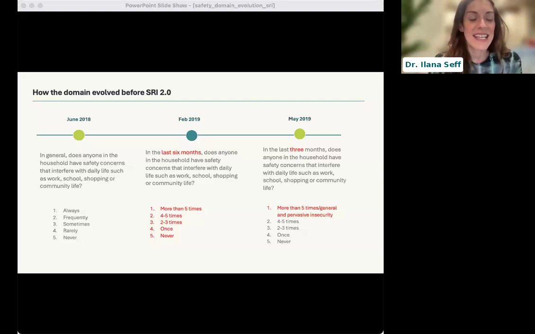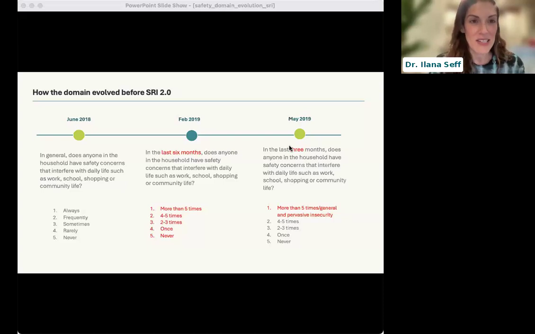Then we tried a new approach, which shortened the reference period from 6 months to 3 months, to be in line with the reference period for a lot of other questions. So any question in the SRI that asks about a period of time is looking at the past 3 months. And we also expanded the first option to be more than 5 times, and also a general and pervasive feeling of insecurity.